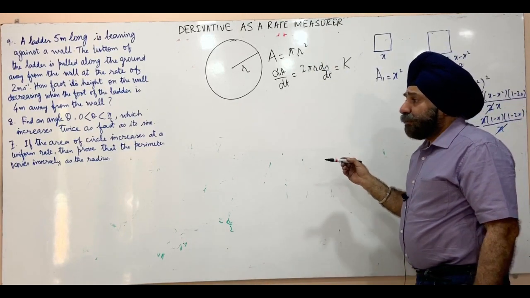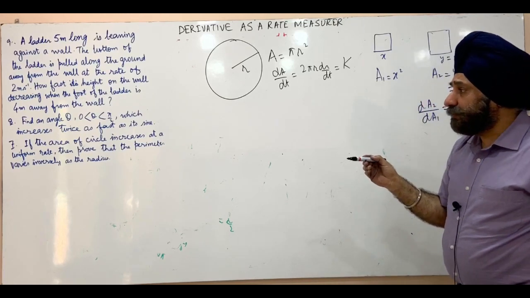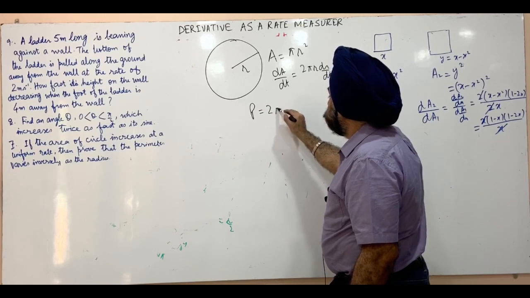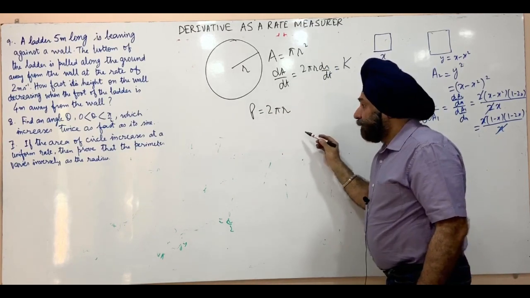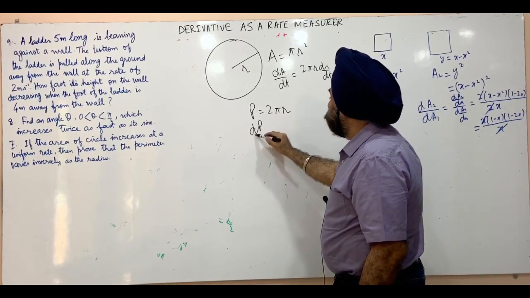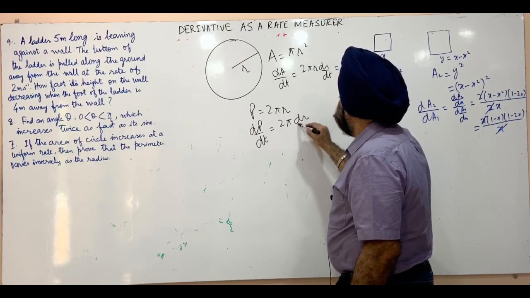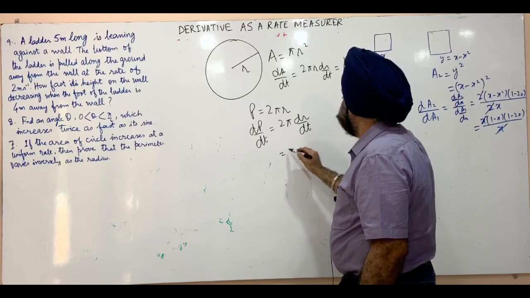Now we have to prove that the perimeter varies inversely as the radius. Perimeter, this is 2 pi r. Let's find out the rate of change of perimeter, dp by dt, which is 2 pi into dr by dt. This is 2 pi.